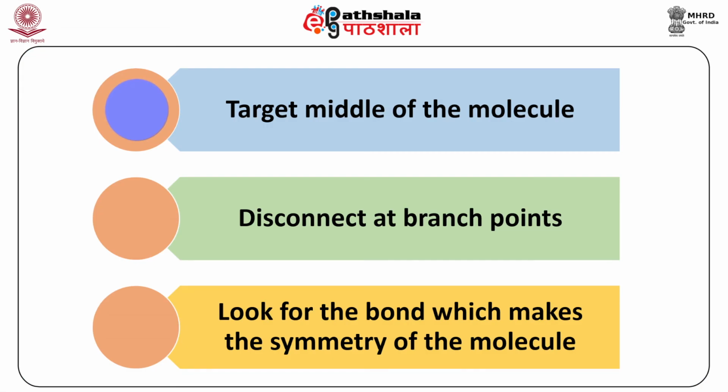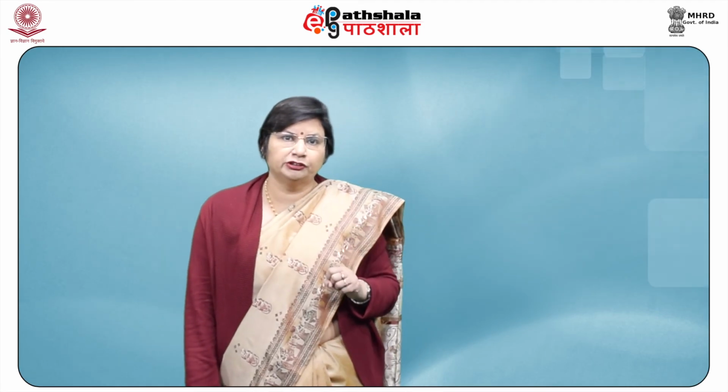So, hence for the disconnection of any molecule, we must keep in mind the following rules for simplification, that is, target somewhere middle of the molecule, that is where you should try to break the molecule from. And then you can also adapt this approach, that is, disconnect at the branch points or look for the bond which makes the symmetry of the molecule. And let us take one example in each of these.